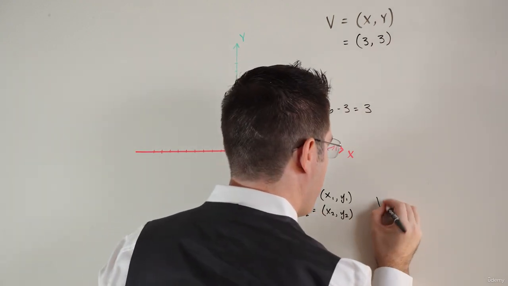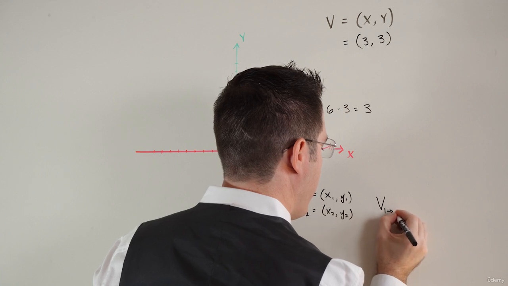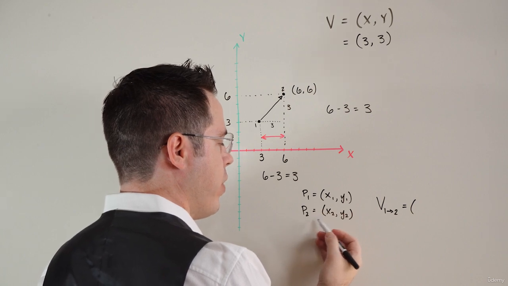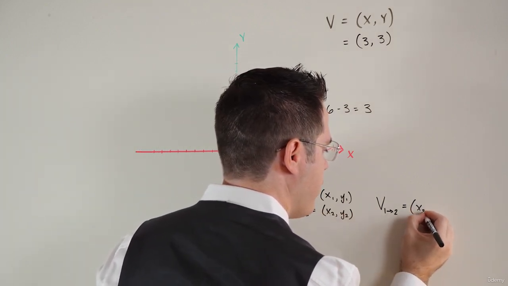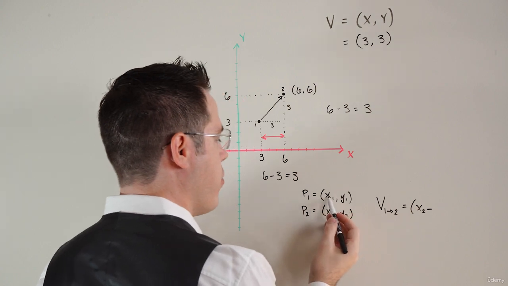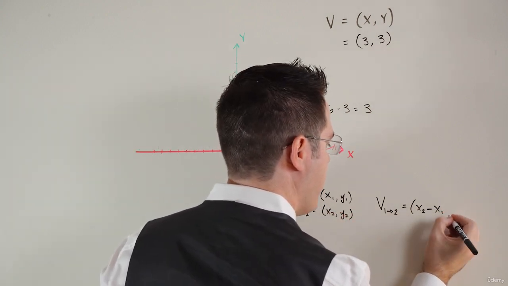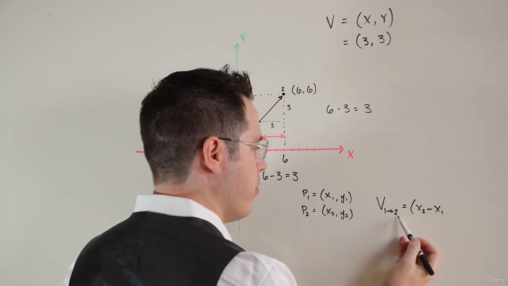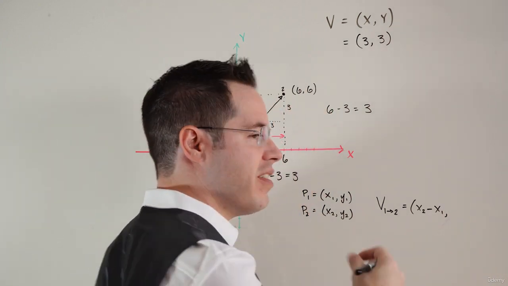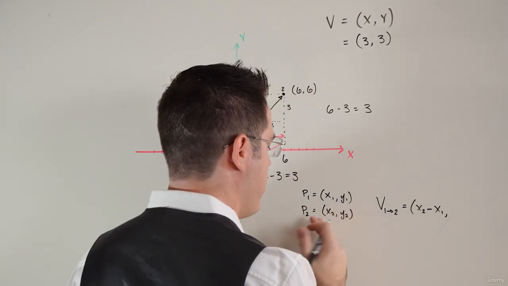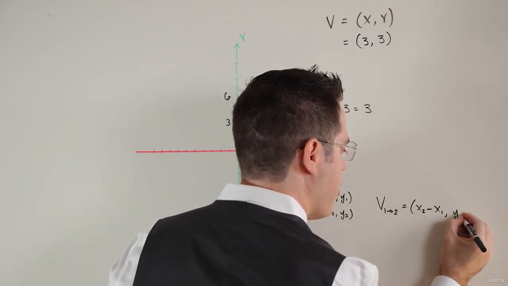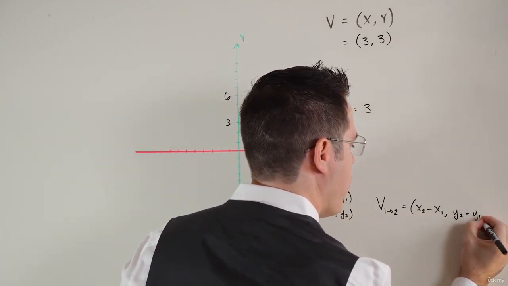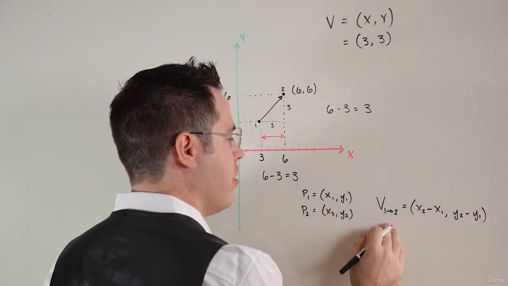If we know these coordinates, we know the vector from point 1 to 2. The general formula for the vector starting at point 1 and ending at point 2 is as follows. We take point 2, we get its x-coordinate, x2, and we subtract the x-coordinate from point 1, x1. This gives us the x-component of the vector from point 1 to 2. And for the y-component, we do the same thing in the y direction. We take point 2, take its y-coordinate, y2, and we subtract the y-coordinate of point 1, y1. This gives us the vector from 1 to 2.